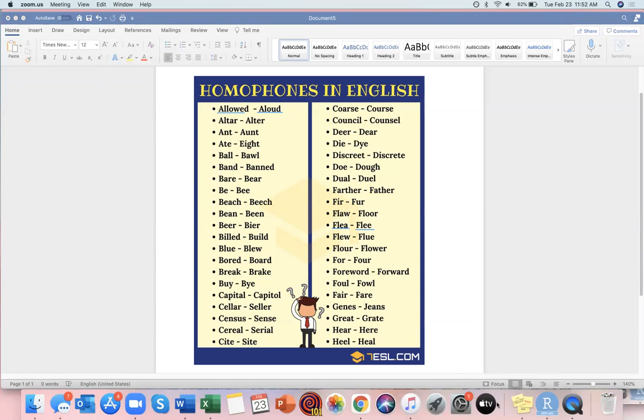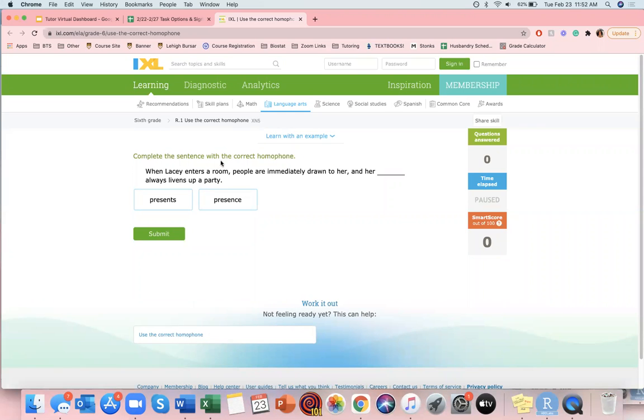So let's clear, oh, did not mean to do that. So let's clear these and let's work on the problem. Okay, so complete the sentence with the correct homophone. When Lacey enters a room, people are immediately drawn to her, and her blank always livens up a party. So would it be presence or presents? So if you can remember, presents is what you get for Christmas, and presence is your state of being. So this would be, and her presence always livens up a party, because you're not saying that her presents liven up a party, but it'd be presence.